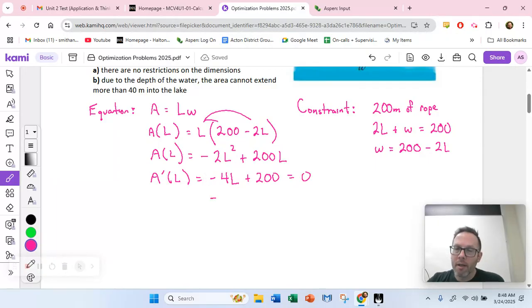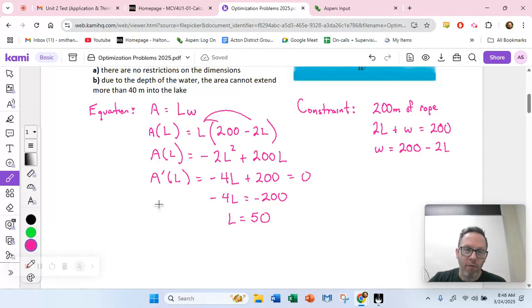And this isn't really a crazy complicated equation to solve. You might even be able to see with mental math that the length that makes that derivative equal to 0 is 50. So before we just wrap up this problem and say, oh, it's 50 meters for the length, let's just talk about a few more things.